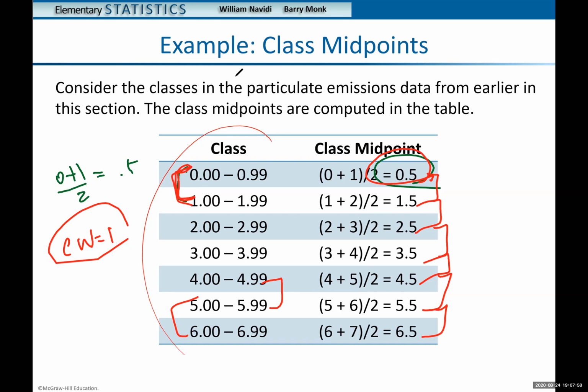Again, be careful with the class width. All you have to do is subtract any two consecutive limits. For the upper limits, if you subtract these two, it is 1. For the lower limits, if you subtract these two, it is 1. Everything is 1.